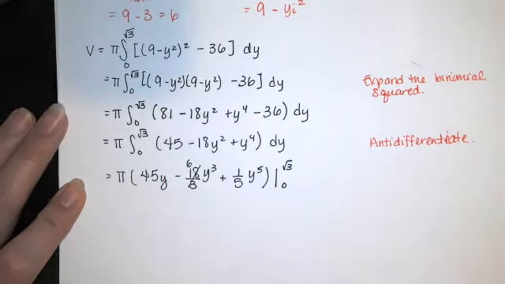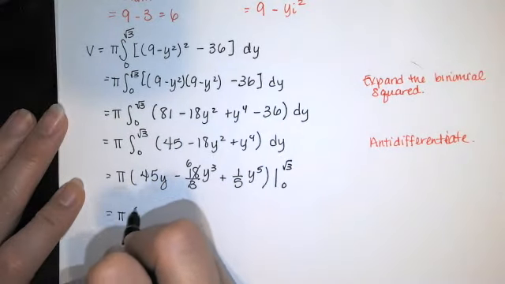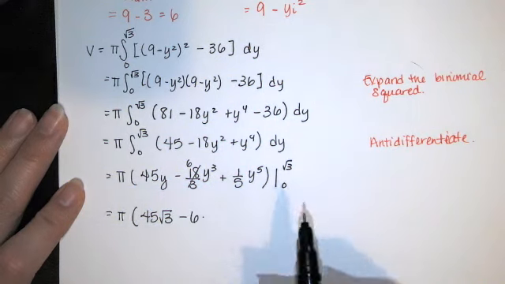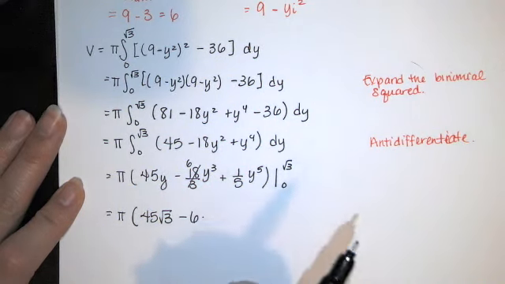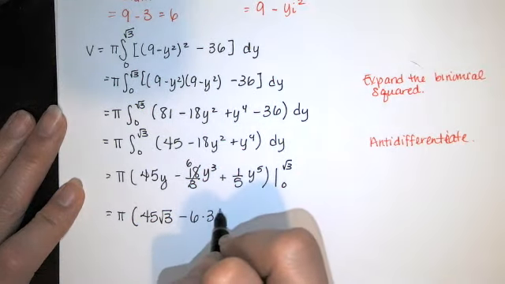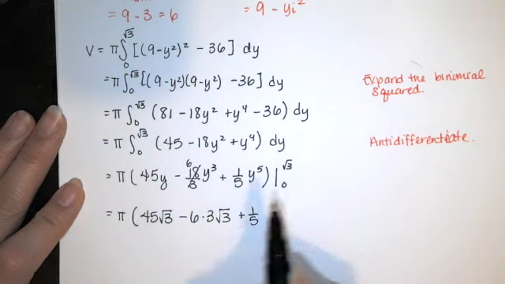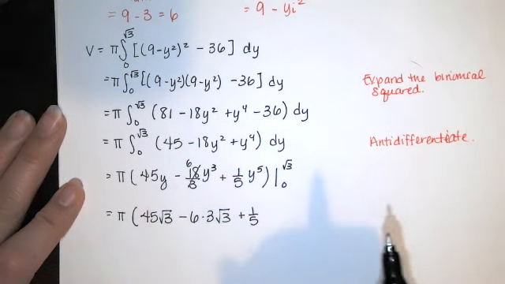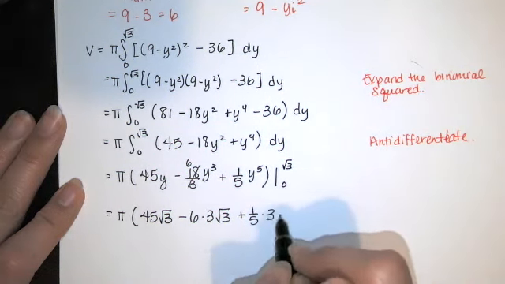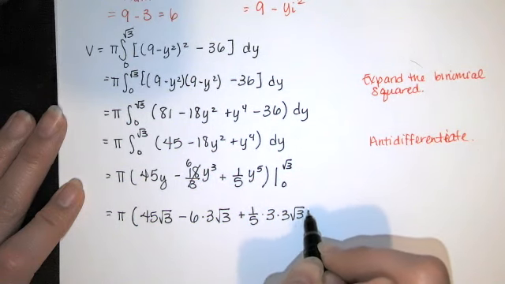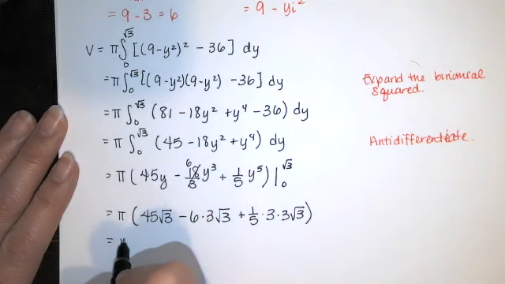18 divided by 3 is 6. So we're going to end up with 45 times the square root of 3 minus 6 times square root of 3 cubed. It's square root of 3 times square root of 3, which is a 3, times an extra square root of 3. Plus 1/5 times square root of 3 to the 5th. That's square root of 3 times square root of 3 times square root of 3 times square root of 3. That's another 3 times another square root of 3. So we have this now.